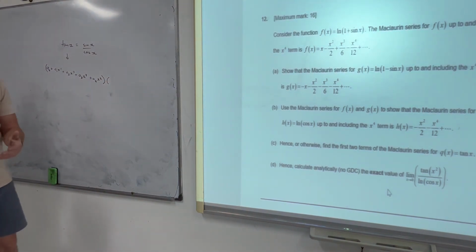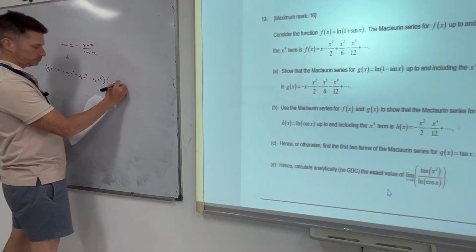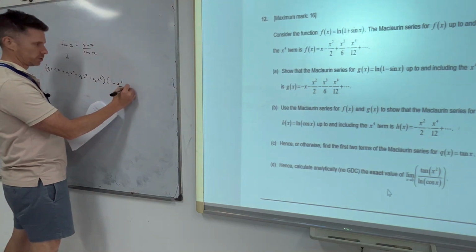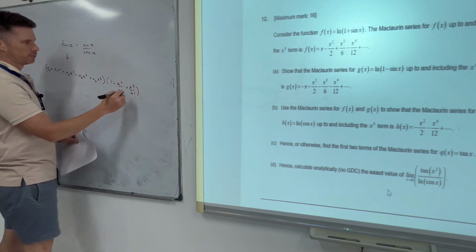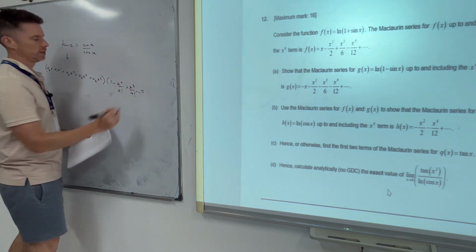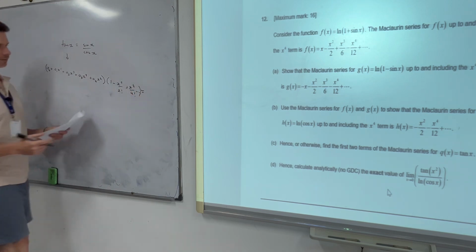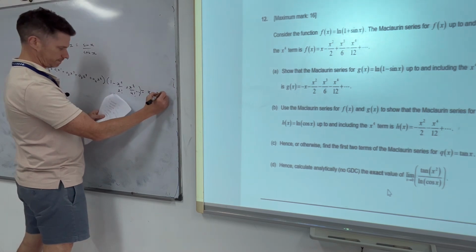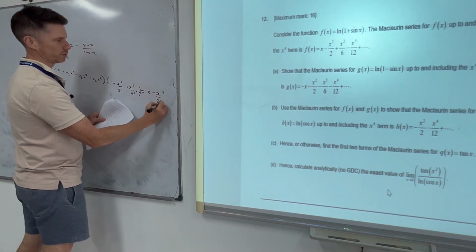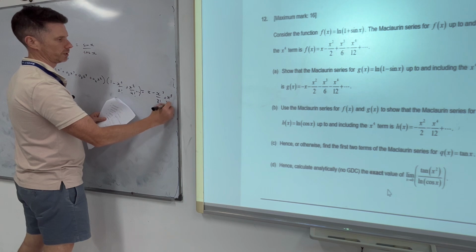Cosine x from our formula booklet. We only need the first two terms. We'll figure out which ones we don't need in our multiplication in a second. Over 2 factorial plus x to the 4 over 4 factorial. Well, that's given. This is cosine x from the formula booklet. And sine x from the formula booklet, I've left myself very little space to write this. x minus x cubed over 3 factorial plus x to the 5 over 5 factorial, and so on.